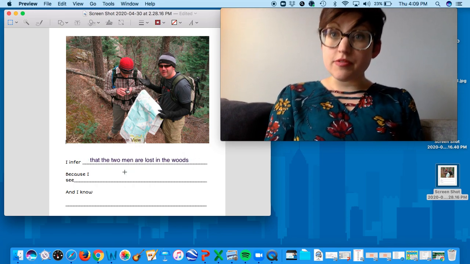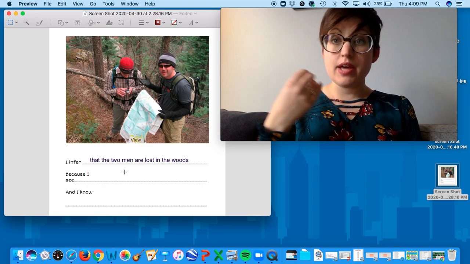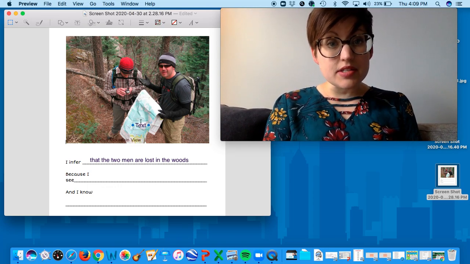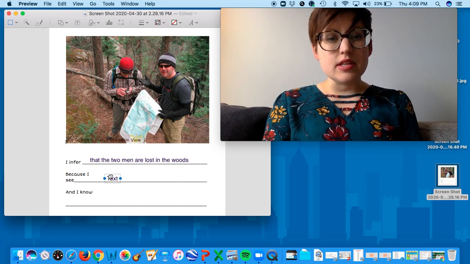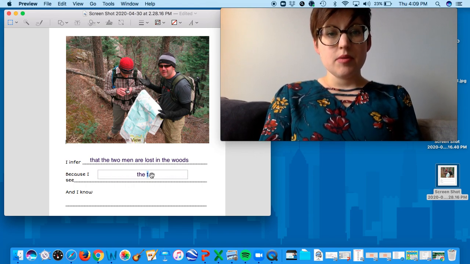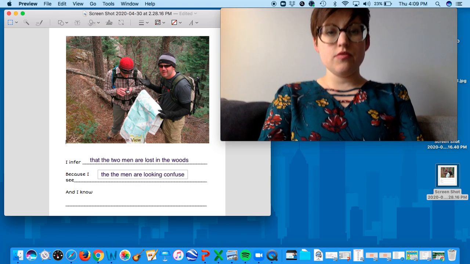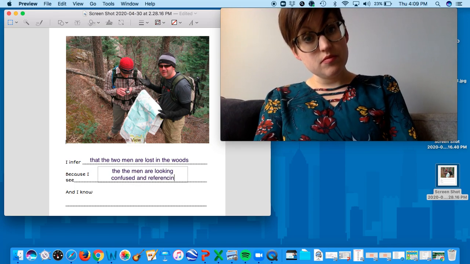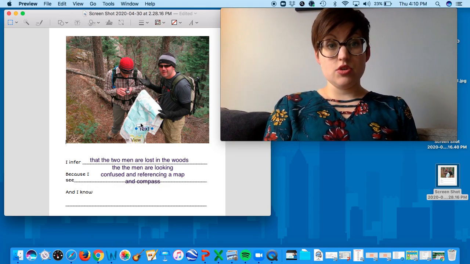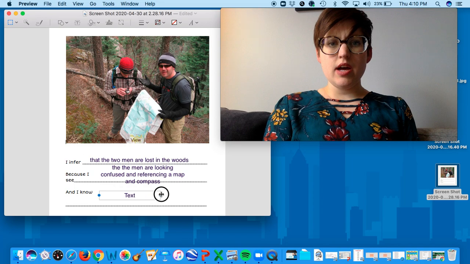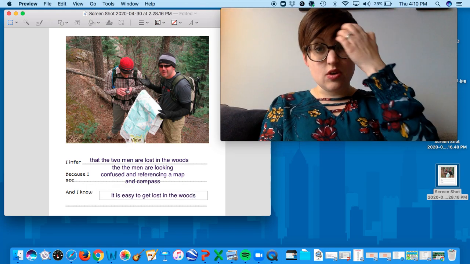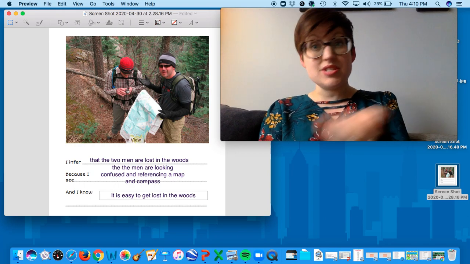Now, I have to back up my inference with some evidence from what I either read or see and with what I know. So I'm going to say that I think they're lost because I see, let me make that box a little wider. There we go. Because the men are looking confused and referencing a map and compass. And then what do I know about this situation prior to the clues that I saw? So I'm going to say, because I know it is easy to get lost in the woods, right? Because there are so many trees, you don't know your way in or out, and sometimes it seems like it goes on forever.